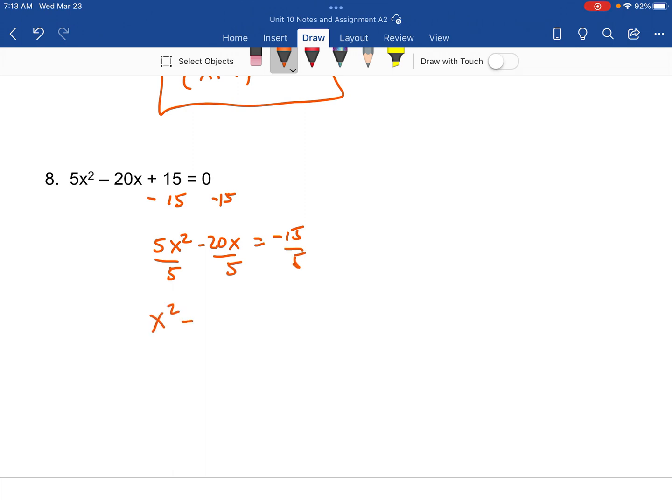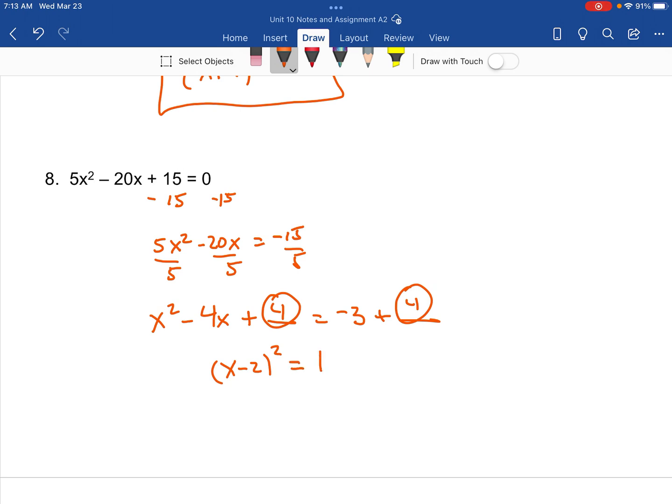x squared minus 4x. Now I know I'm going to have to add something, so I'm going to leave a space for what I need to add. Okay, so looking at my b value of negative 4, half of negative 4 is negative 2, and negative 2 squared is 4. Okay, so we're going to add 4 to both sides. Factor the left, so we have (x - 2) squared equals, and simplify the right, 1.